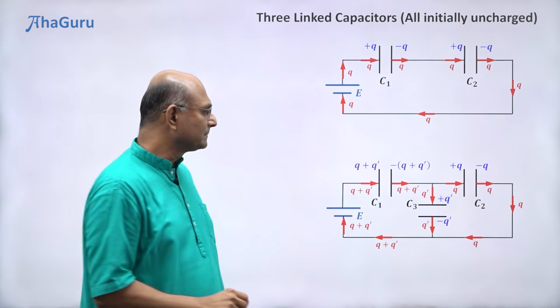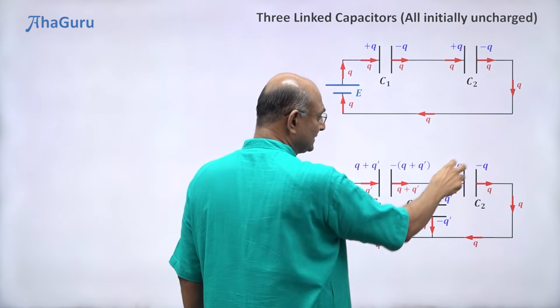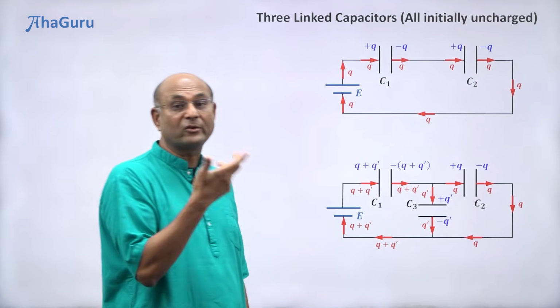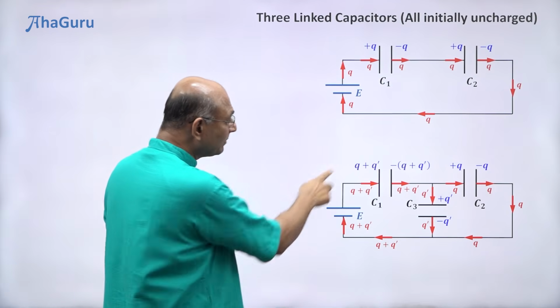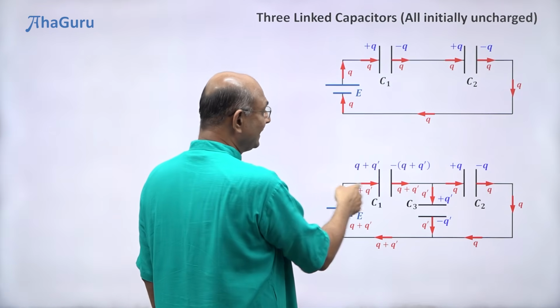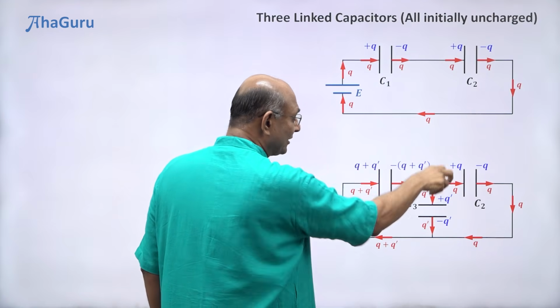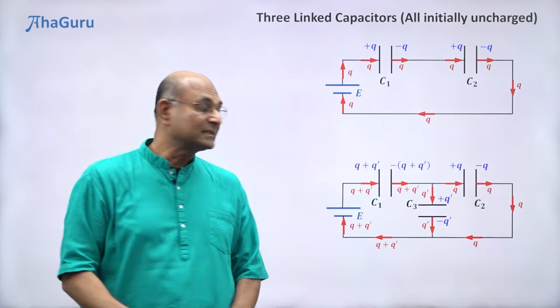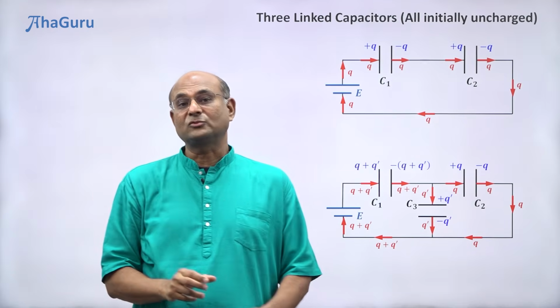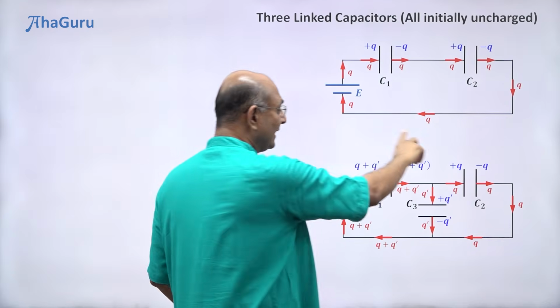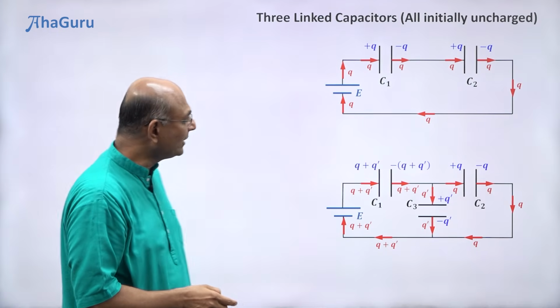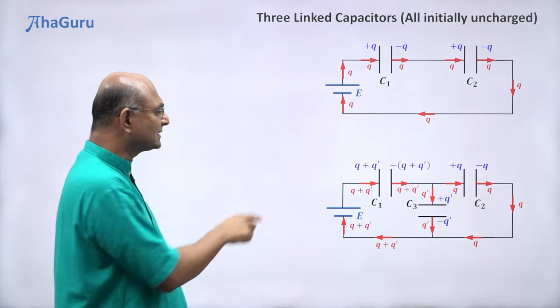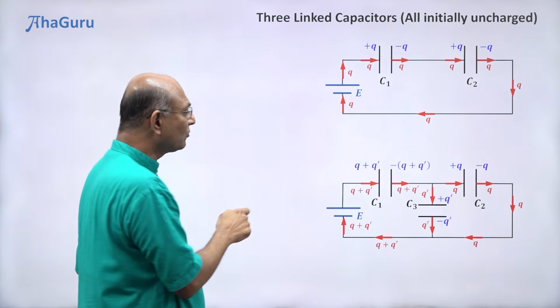Now if you notice, these two capacitors, their charges, let us say Q and Q dash, are independent. But what about this? Clearly that is not independent, right? Because it is Q plus Q dash, so it is dependent on these two. So clearly these capacitors, their charges depend on each other. So we can say that these are linked capacitors. Okay. So here I have used the charge flow to figure out what is happening.